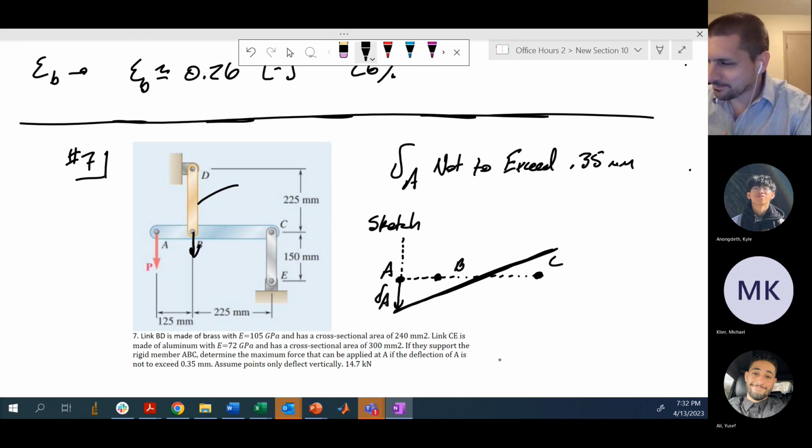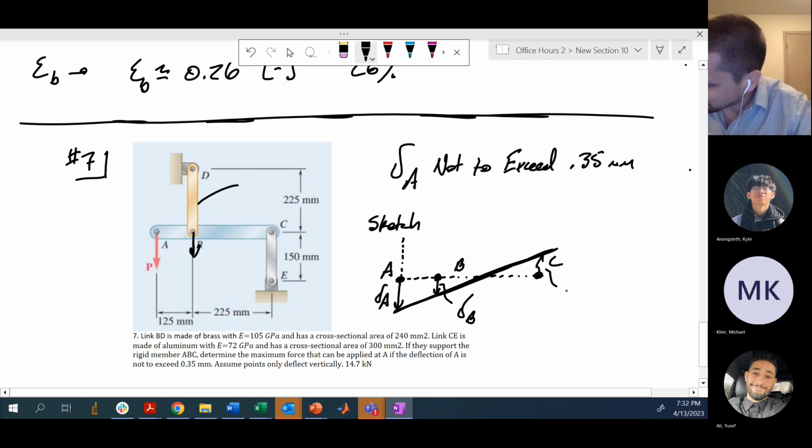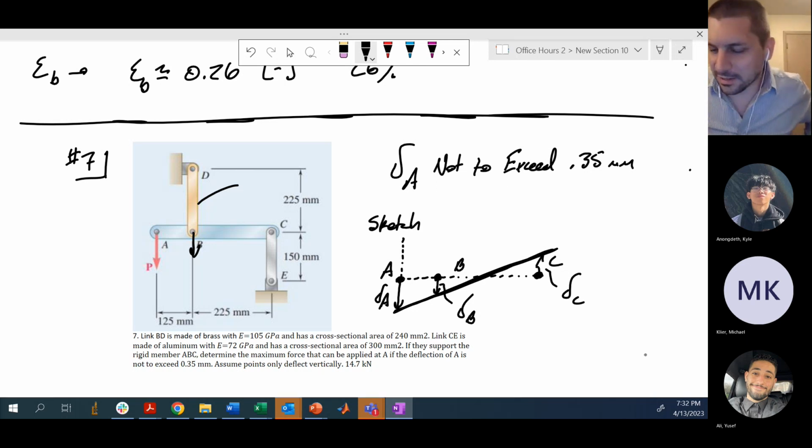It's going to be 0.35 millimeters, as assigned. There's probably going to be some downward deflection of B. Let's call it delta B. And then we're going to assume some upward deflection of C. Let's just call it delta C for now, and let's let the math take us where it needs to go. So this is the general setup that you want to have. And we're looking for what is the equation of this line?